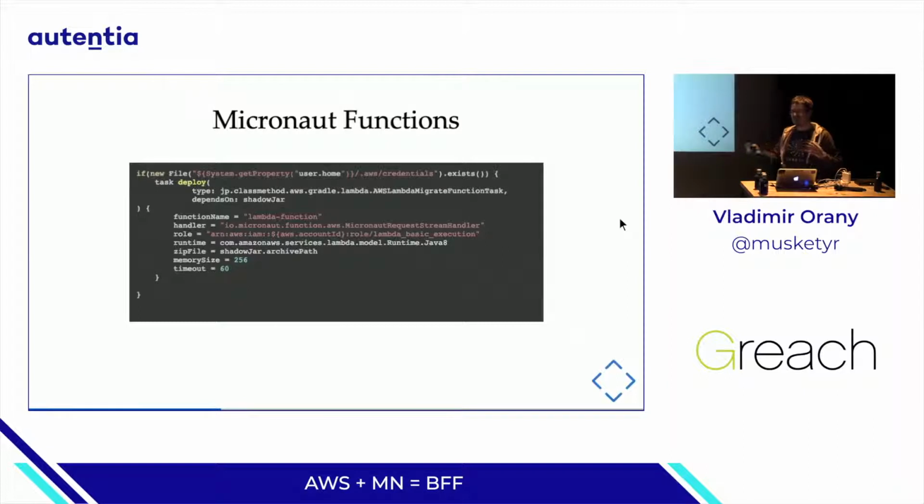Okay, and as I said, if you generate a new function with Micronaut, it's already AWS Lambda enabled. So in the build Gradle file, I'm not sure about how you do it in Maven, but in the build Gradle file, you already have the way to deploy it right ahead. So if you have your AWS credentials, you can just say, okay, Gradle deploy, and it will get deployed to AWS Lambda.